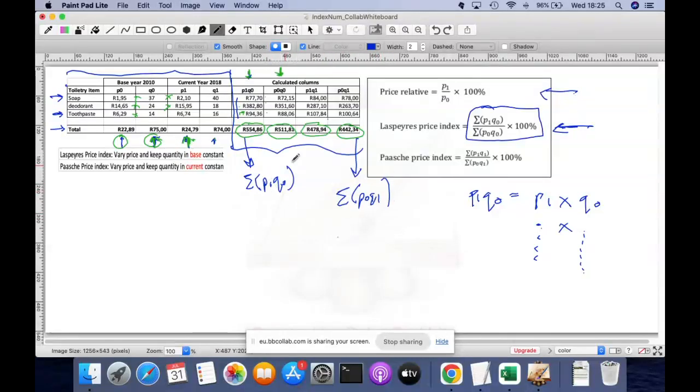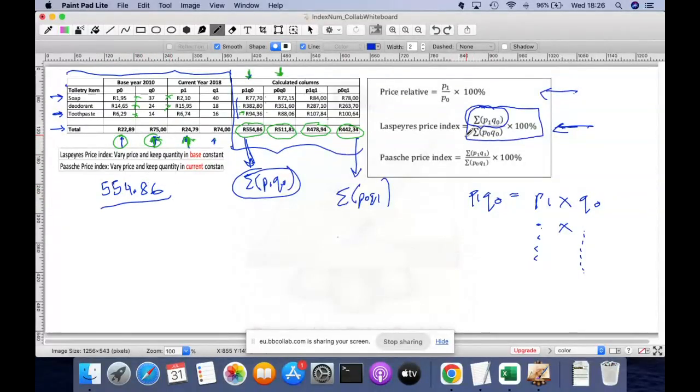All right, with me. So now you can see that this equation, if you look at the numerator, it's asking for the summation, let's look at the top, of P1 Q naught. So that's this. There it is, the same thing. So the numerator for this equation is going to be this value. Okay, it's going to be 554.86.